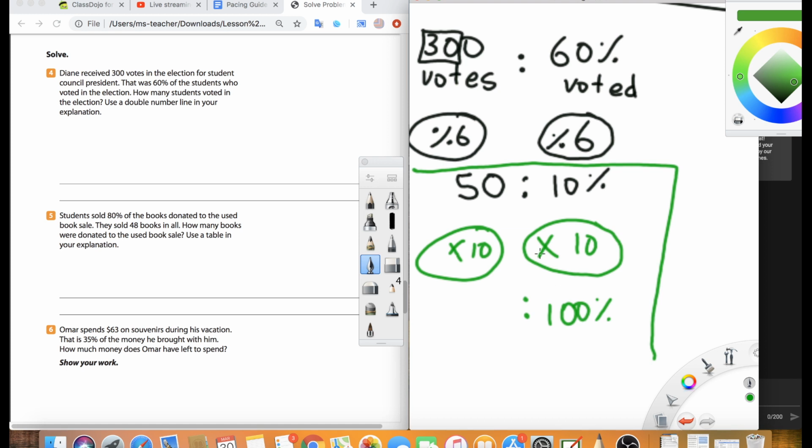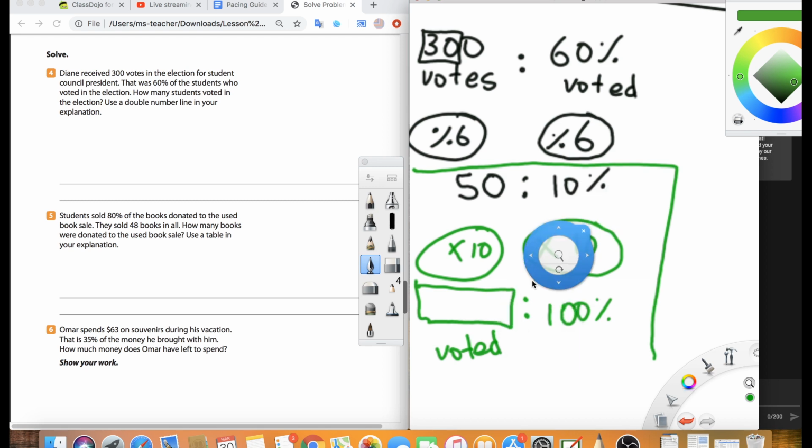100% will be this answer right here. How many kids voted? When you write your answer, it's going to ask you how many students voted in the election. 100% of the kids voting in this election would be this answer right here. This is how many kids voted. So make sure you multiply 50 times 10 and you get your answer of how many kids voted.